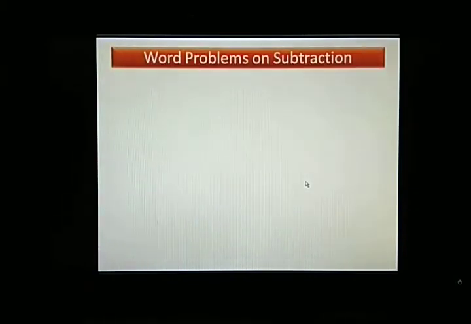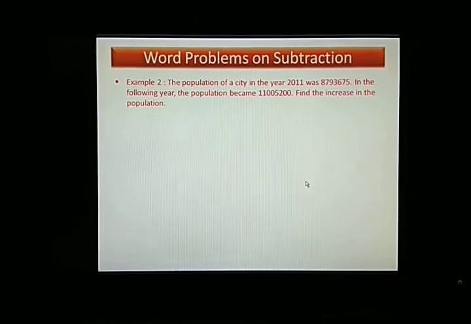Now moving on to the next example. Here we are given the population of a city in 2011 was this much, and in the following year, in 2012, the population became this much. Definitely it has increased. It was 8, it has now become 11. It has increased, we know it. So how much is the increase in the population?